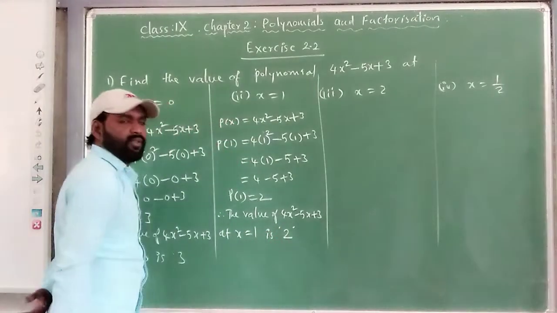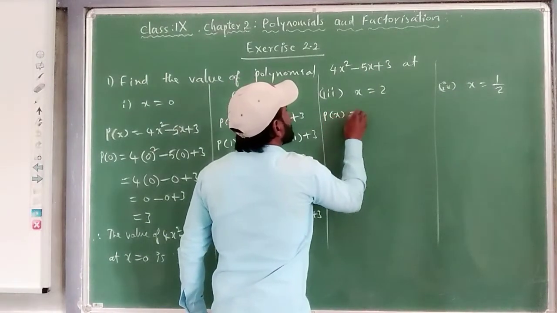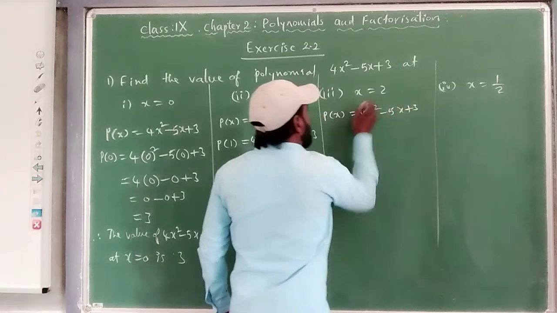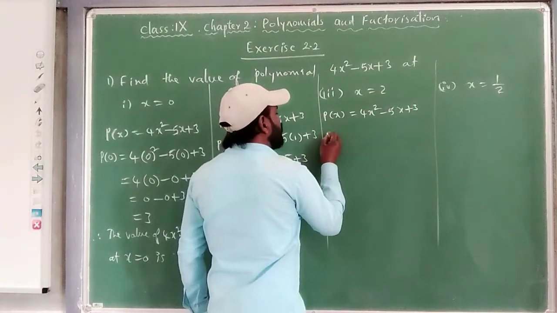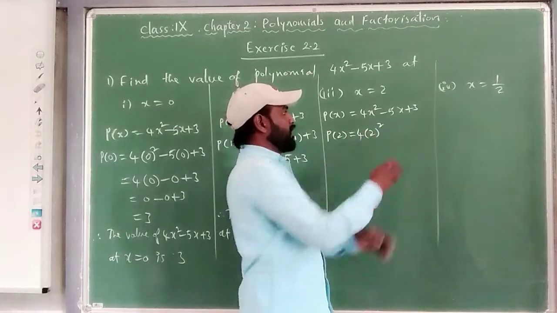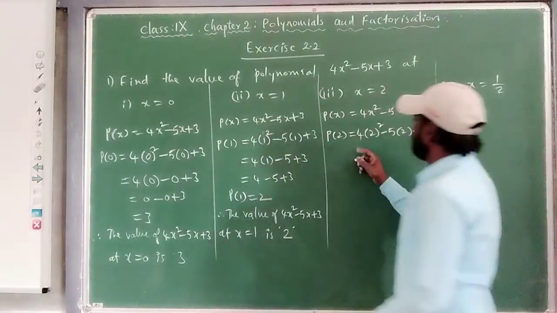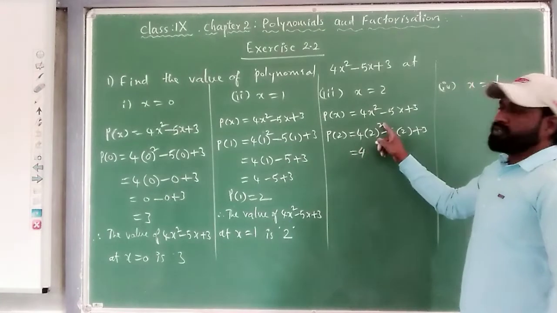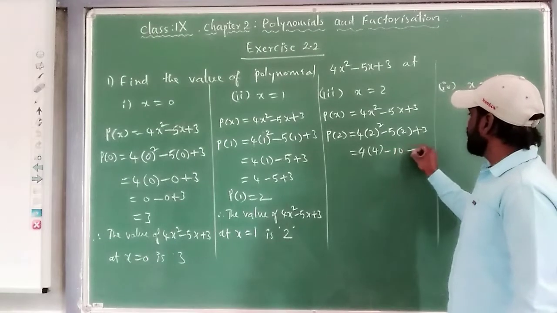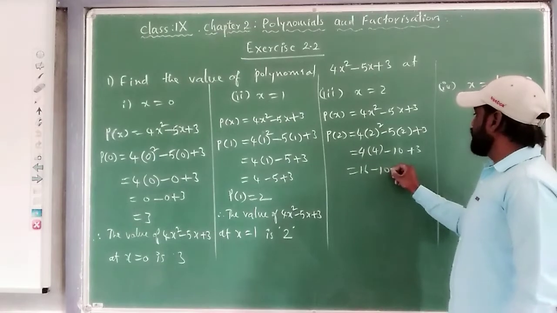That's all. Same for the remaining two problems. So P of 2: first of all, given the polynomial, you should write 4x square minus 5x plus 3 at x is equal to 2, we are finding. So P of 2 is equal to 4 into 2 square minus 5 into 2 plus 3. Simplify: 4 into 2 square, again 4, minus 5 into 2 is 10, plus 3. 4 into 4 is 16 minus 10 plus 3.